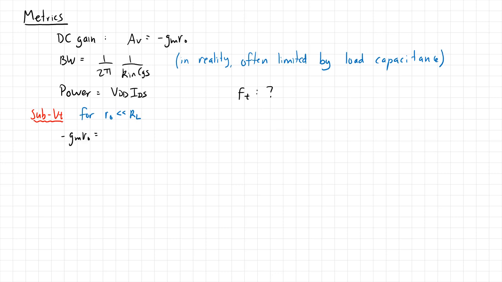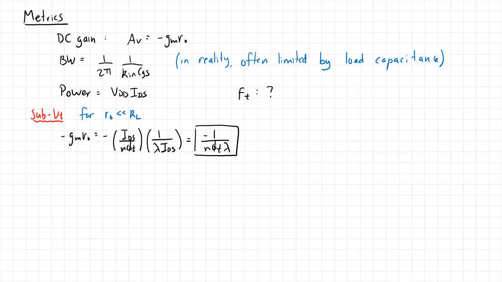We know what GM is in subthreshold. It's just IDS over N phi T. We also know what R0 is. It's the same thing in above and subthreshold: 1 over lambda IDS. That means the DC gain of the amplifier in subthreshold is equal to minus 1 over N phi T lambda.